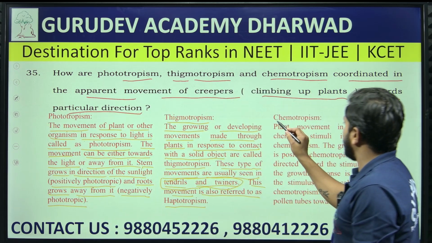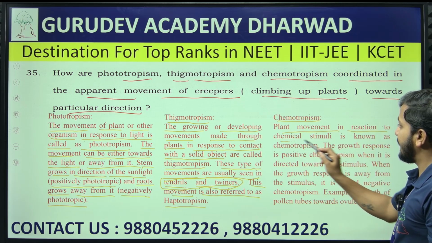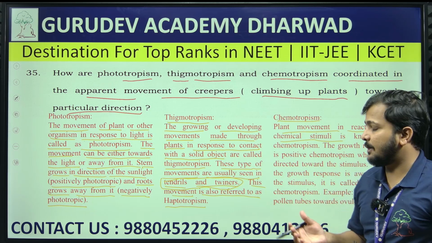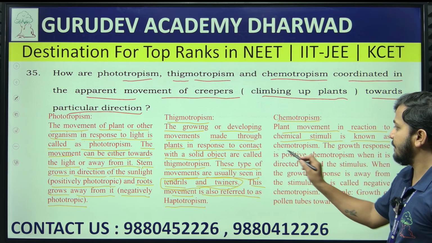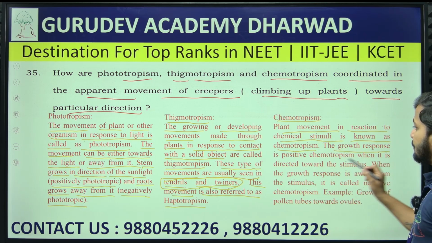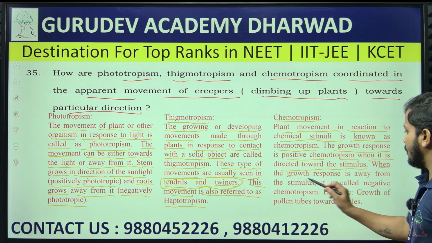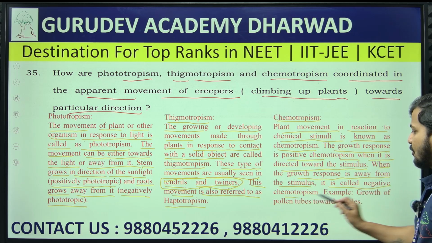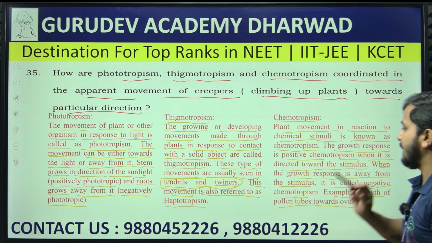Then what are we finding out? Chemotropism: the plant movement in reaction to chemical stimuli, or mainly nutritional content. That movement is known as chemotropism. When the growth response is directed towards the stimulus, it is positive chemotropism, and when the growth response is away from the stimulus, it is negative chemotropism. An example is the growth of the pollen tube towards the ovule.